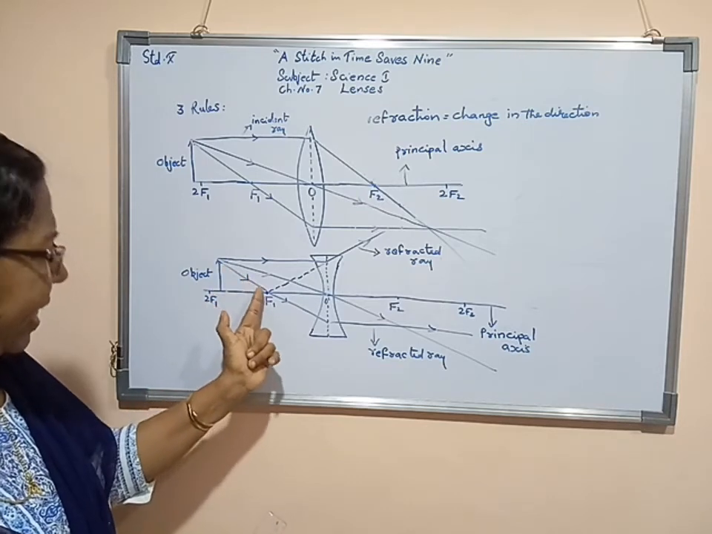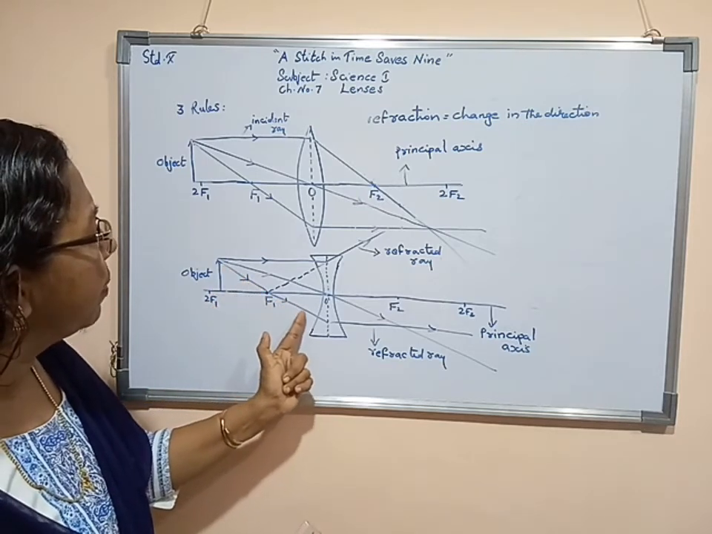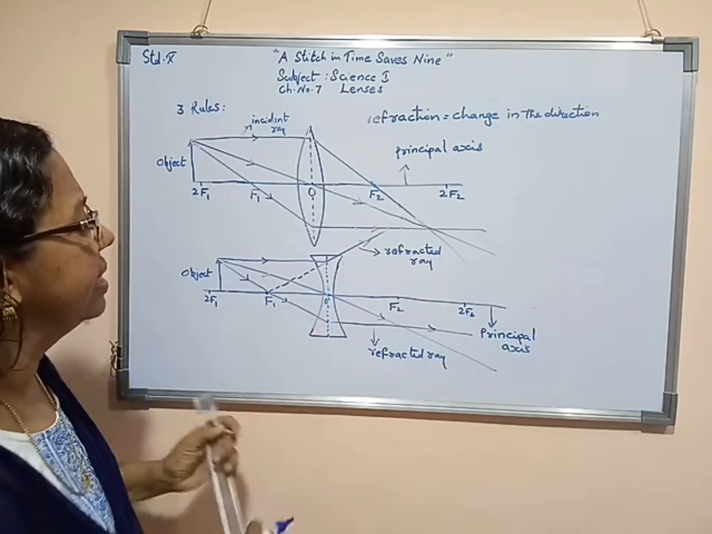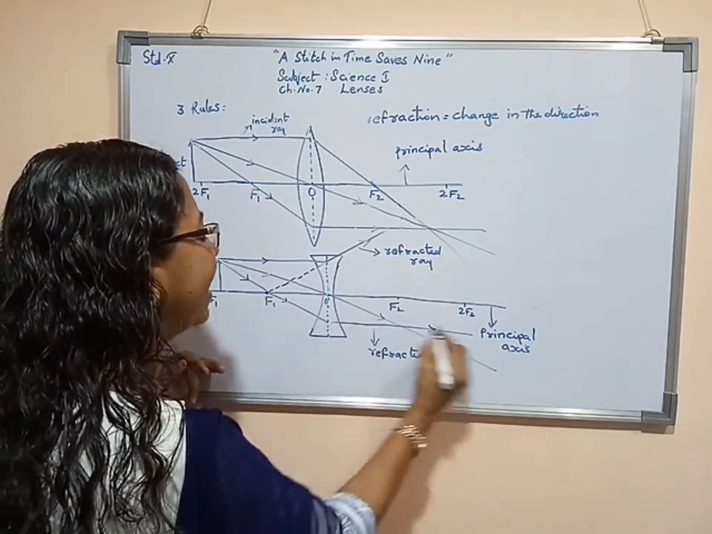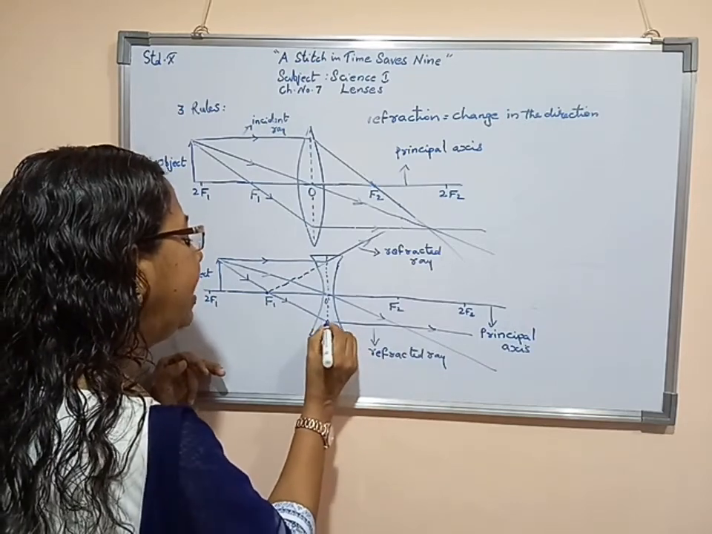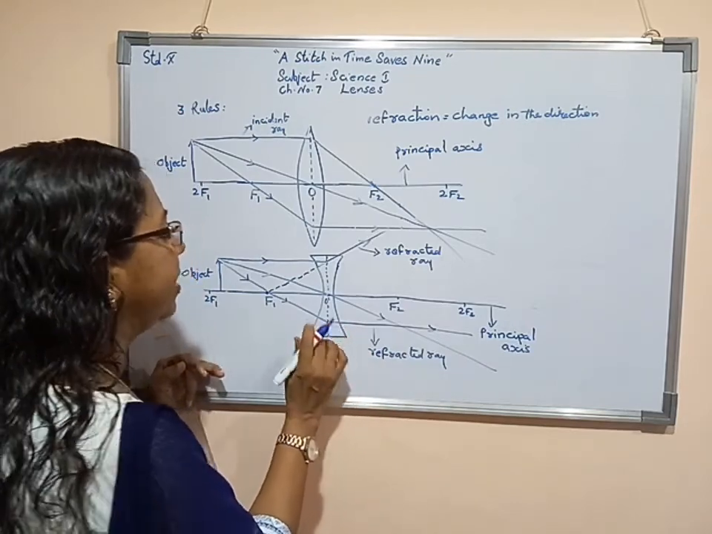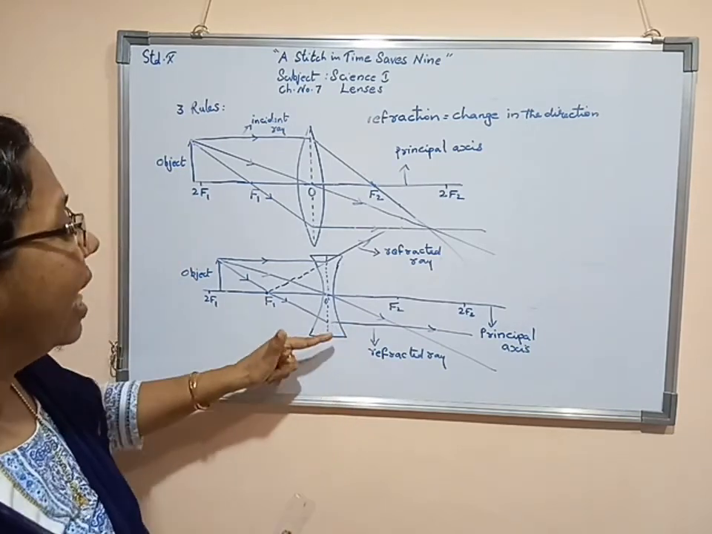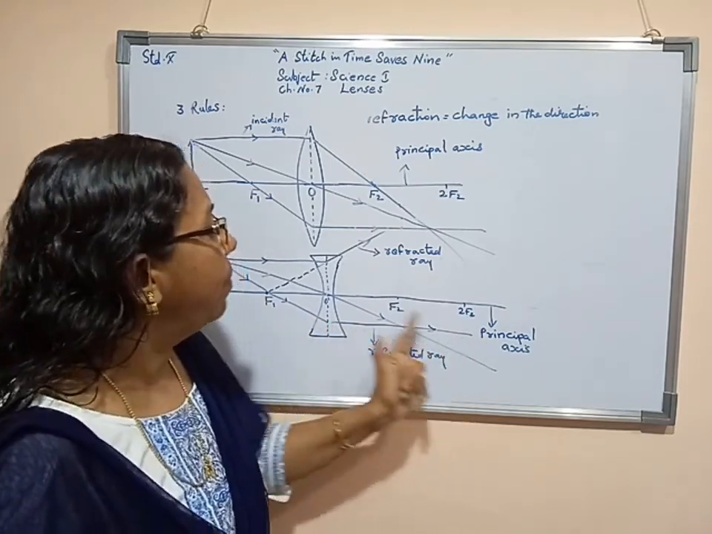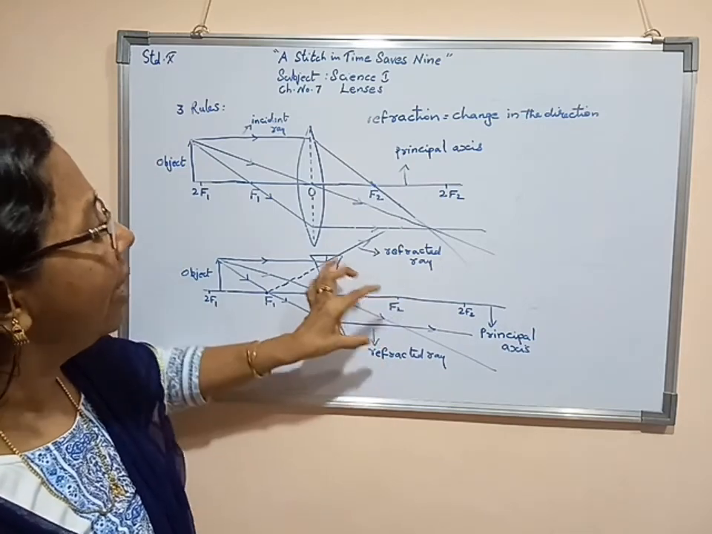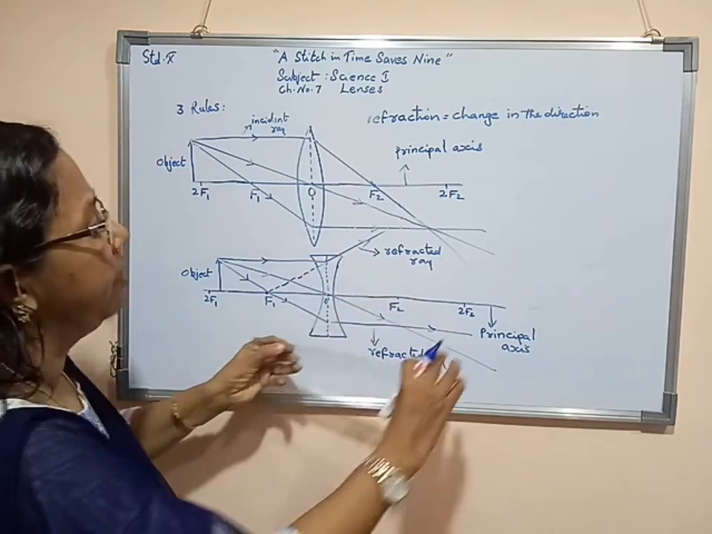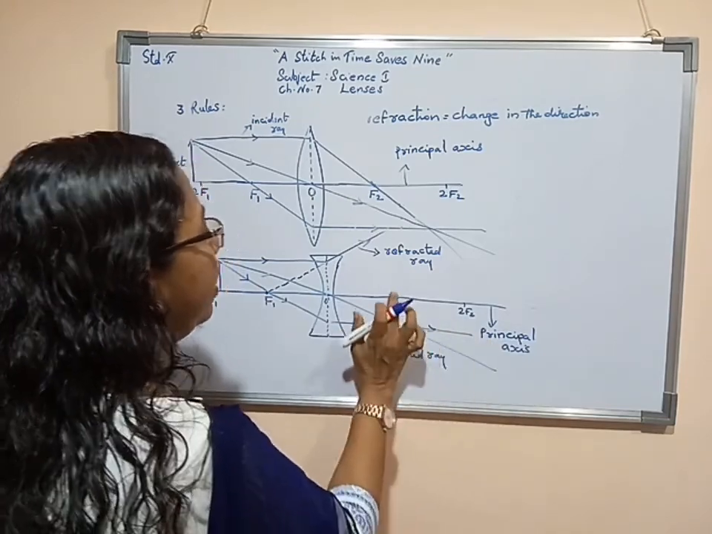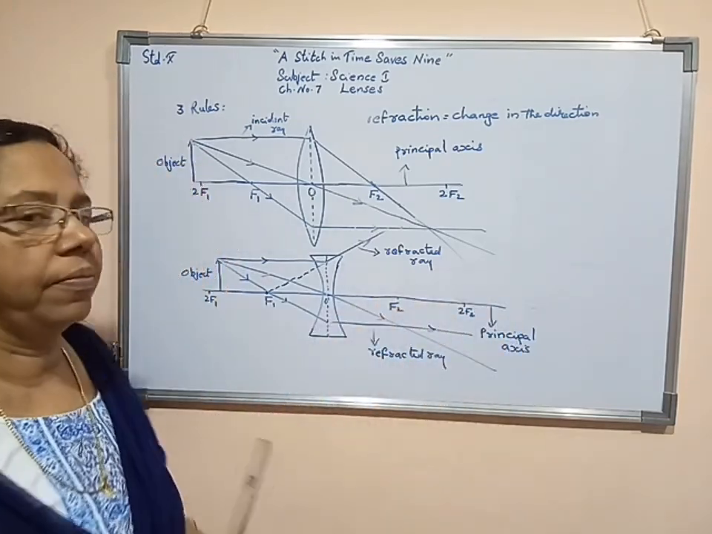The third rule: the incident ray which is passing through the principal focus, after hitting the center of the lens, refracts, and there occurs a change in direction. After that it travels parallel to the principal axis. Then both of them will be parallel to each other. This will be parallel to this line.